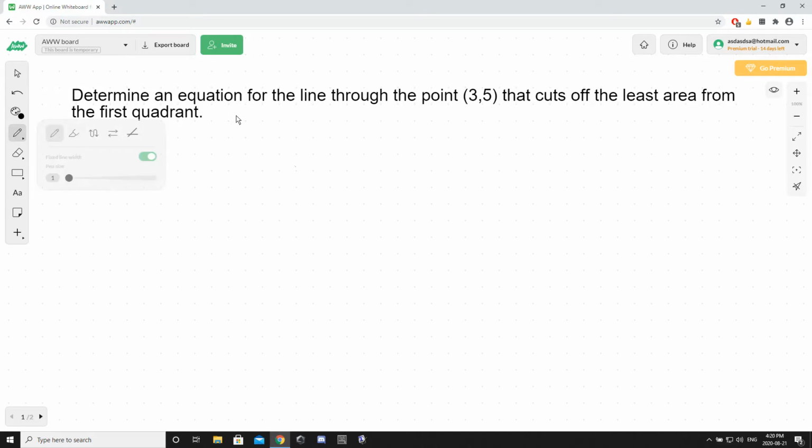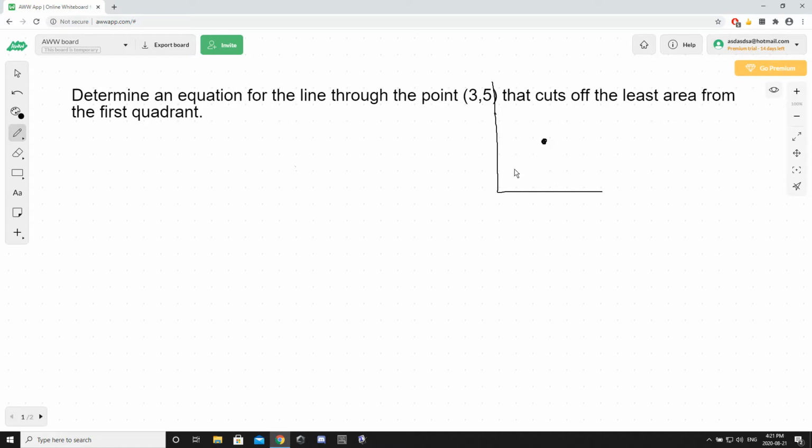So maybe let's just draw that and start getting a feel for what this should look like. So here's the first quadrant. You've got the point (3, 5). I'm not going to be too precise with that. You've got a line that is going to be cutting through this point, and you want the area that the line cuts off of the first quadrant to be as small as possible.